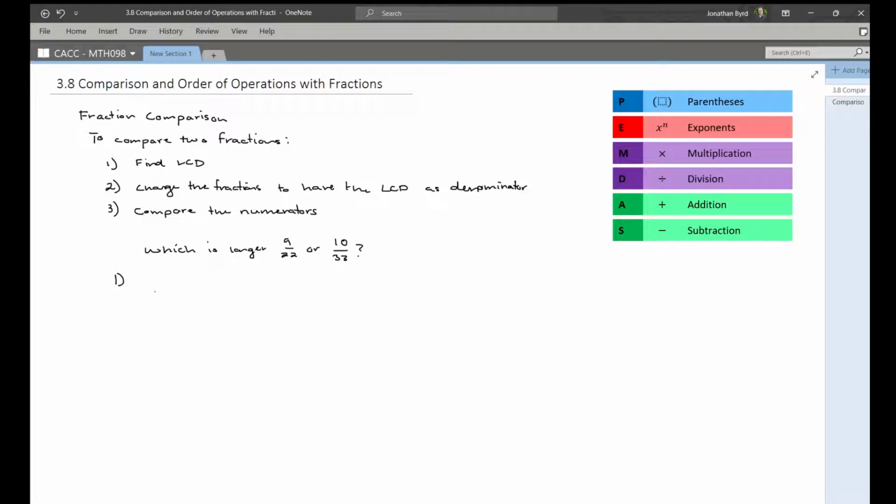So first, we want to find the LCD between 22 and 33. And remember, the method for doing that is to first find the prime factorization of these two numbers. Now I chose numbers here that are rather easy because we know that 22 and 33 are both multiples of 11, and in this case it's 2 times 11 and 3 times 11. And since 2, 3, and 11 are all primes, we're essentially done. That is the prime factorization for each.